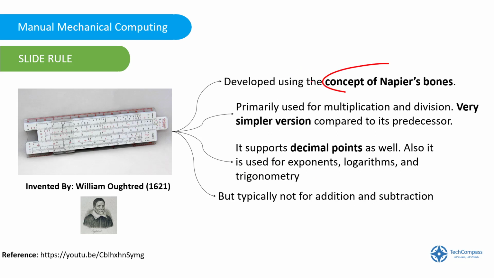Slide rule was developed using the concept of Napier bones. It is a very simple version of a calculator to perform multiplication and division. It also supports 3 to 6 decimal points.